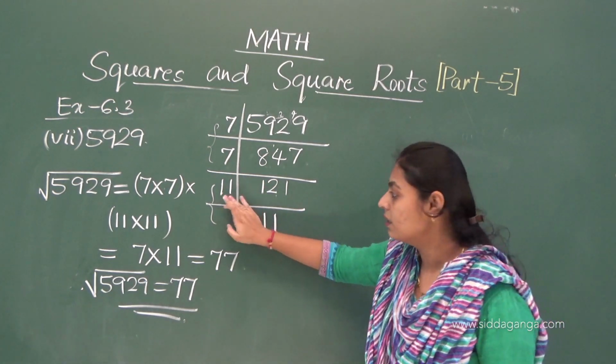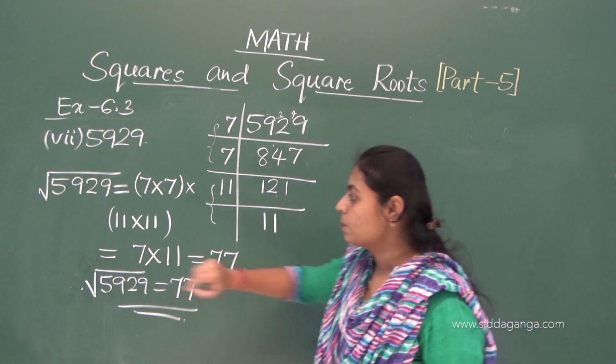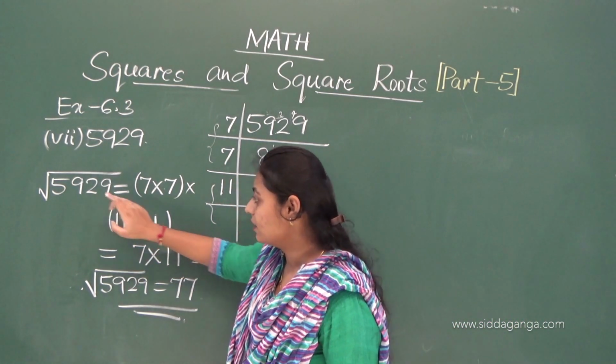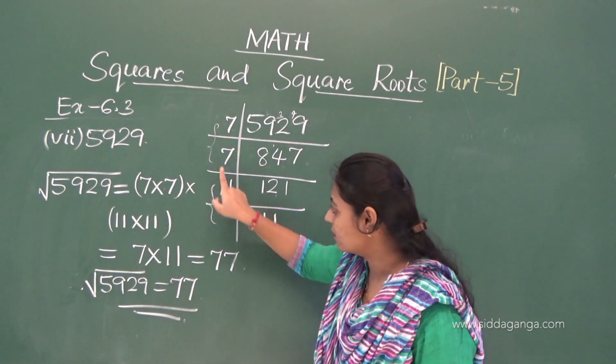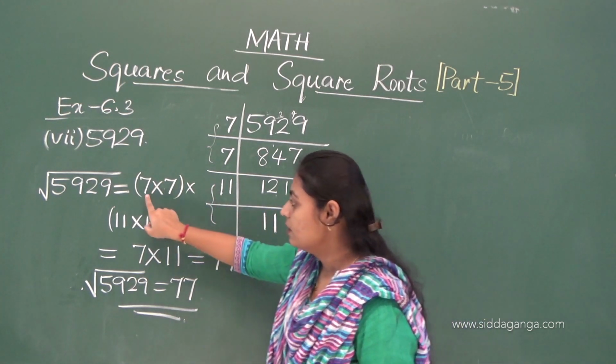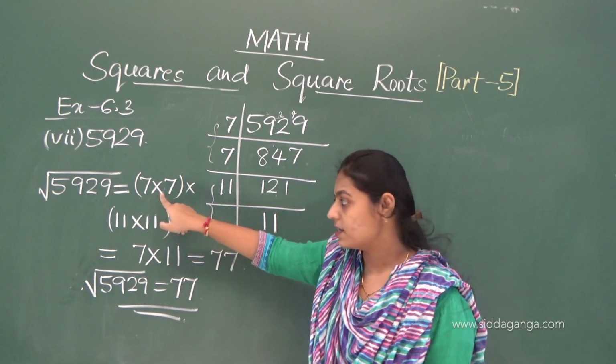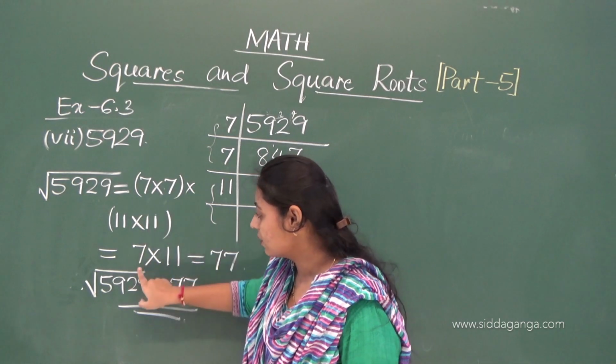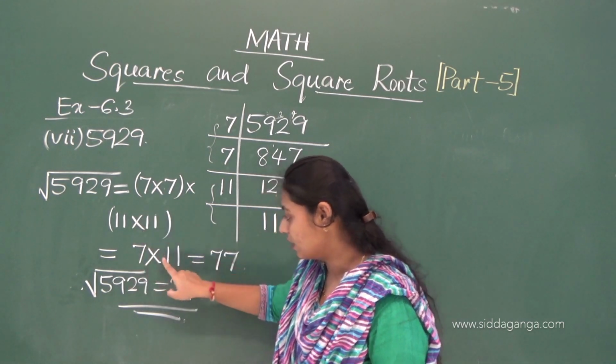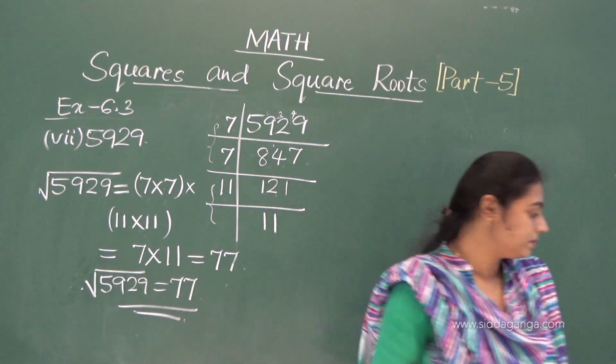11 is a prime number, 11 11s are 121. Next, root of 5929 is equal to 7 into 7 into 11 into 11. Make the pair of similar numbers. Next, take out one factor from each of these pairs. 7 into 11 is 77.